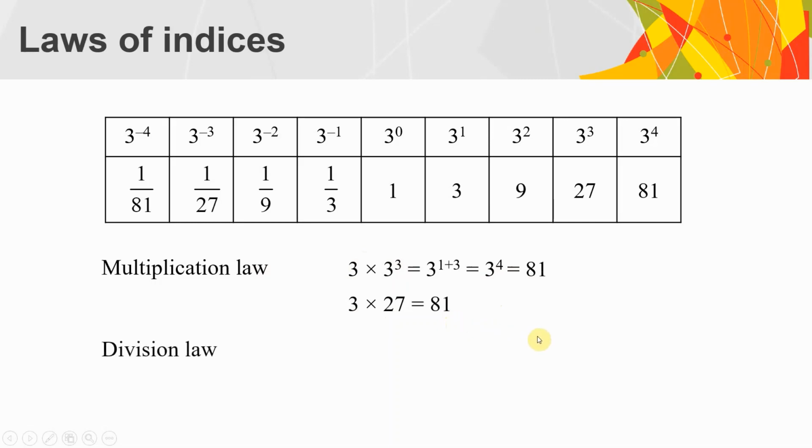So next one, division law. If multiplication is plus, division is minus. So let's look at one example. 3 squared divided by 3 to the power of 4. We minus the power, we get 3 to the power of negative 2. And if you look at the table here, it's 1 over 9. And let's change this to numbers and see whether it tallies. So 9 divided by 81 is actually 1 over 9. Alright, so quick rule, multiply is plus, divide is minus.